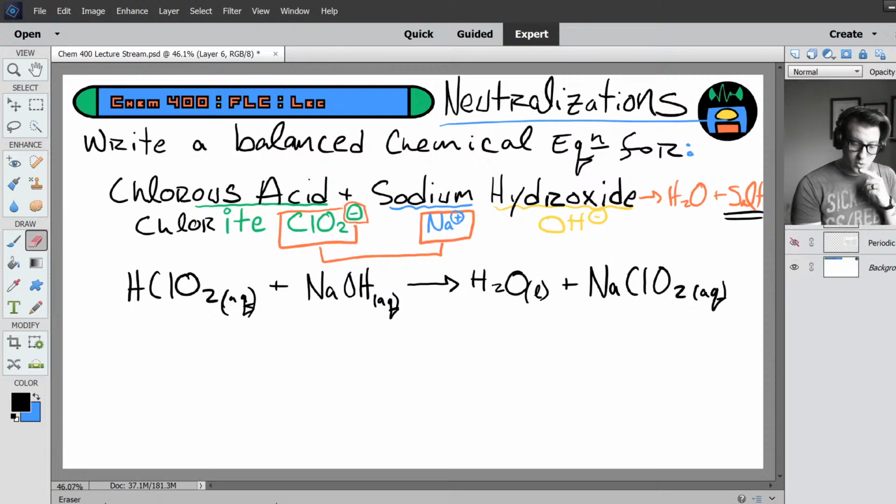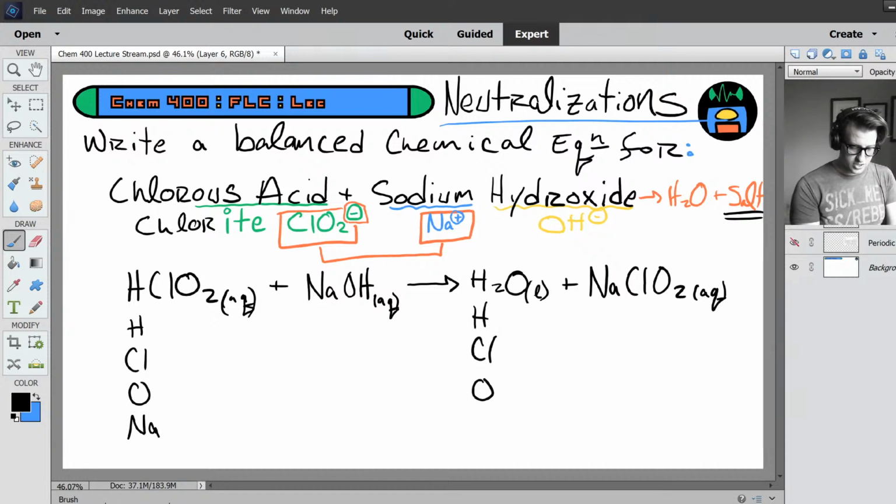All right, so we've written out our reactants, we've written out our products. We do not yet know if our work is done because we need to balance this chemical equation, right? So we have to take a chemical inventory of all the atoms in our chemical reaction. So we have hydrogen, chlorine, oxygen, and sodium.